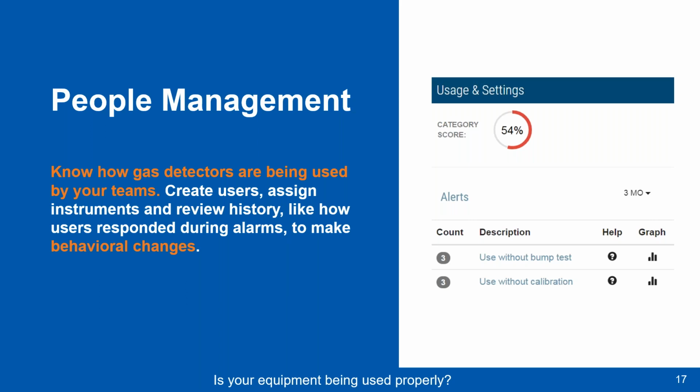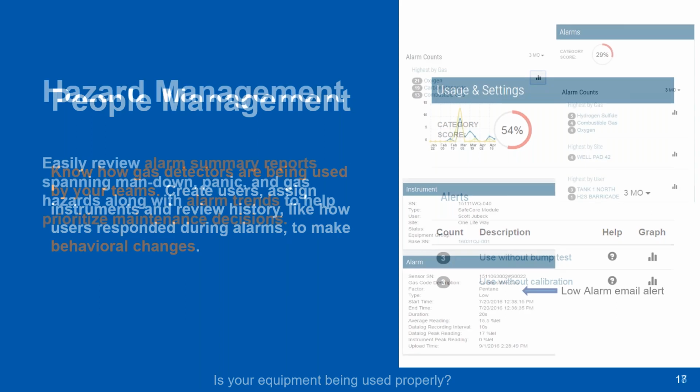Knowing when they're used without a bump test, and who the user was when that occurred. Knowing when they're used without calibration, and when and who the user was when that occurred. All things like knowing when instruments were turned off in alarm, and again, who the user was of that equipment when it occurred. All behaviors around gas detectors and the people management side of gas detection that we can help you with.